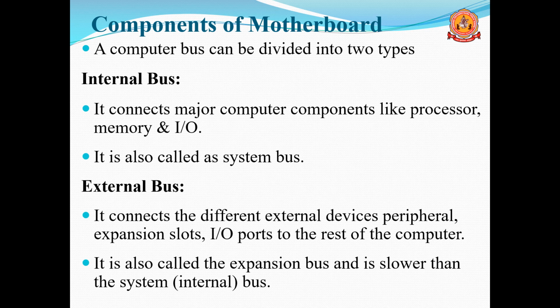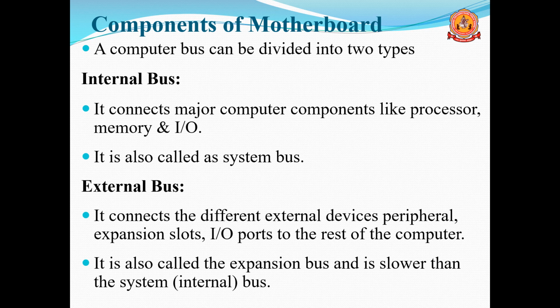A computer bus can be divided into two types: one is the internal bus and the other is the external bus. Internal bus is also known as the system bus. It connects the major computer components like the processor or CPU, memory, and IO devices. IO devices means input output devices, which are connected internally. So it is also known as the system bus.